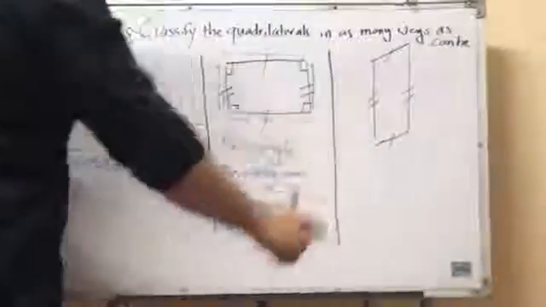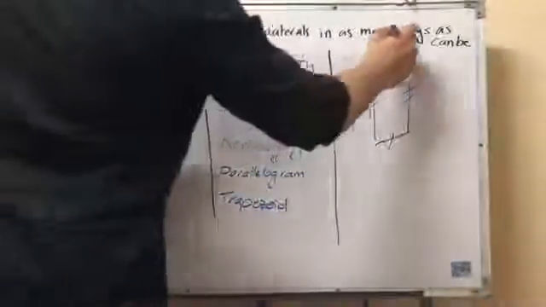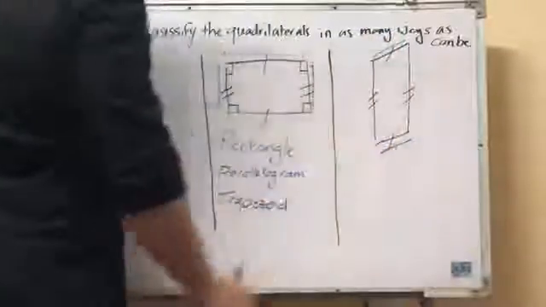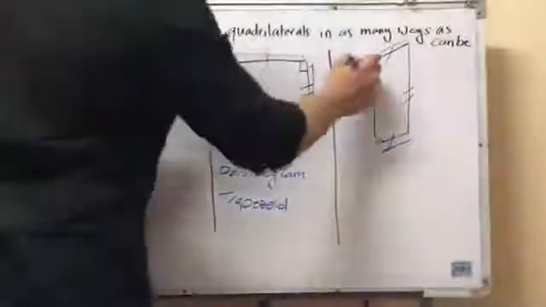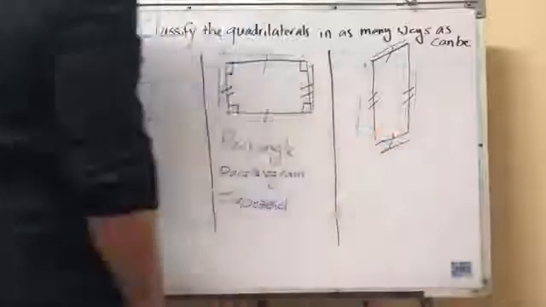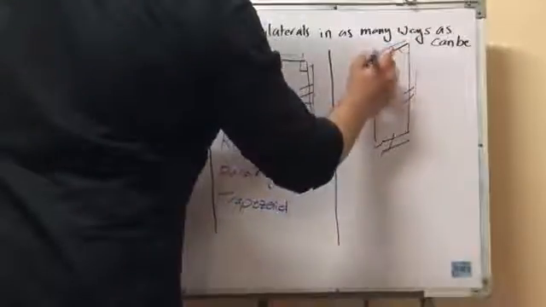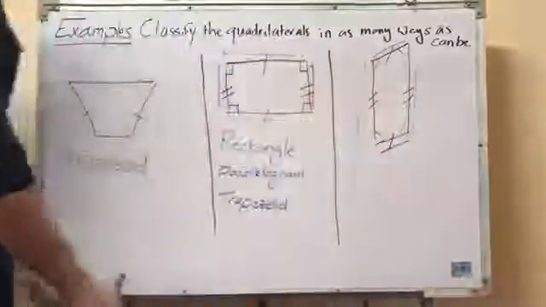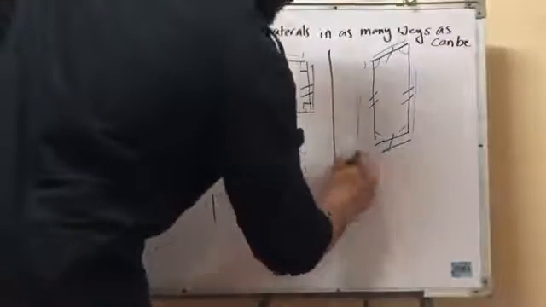Let's take a look at this example. We have opposite sides that are parallel and equal, and here we have the opposite sides that are parallel and equal as well, but all angles are not right angles. So this is a parallelogram.